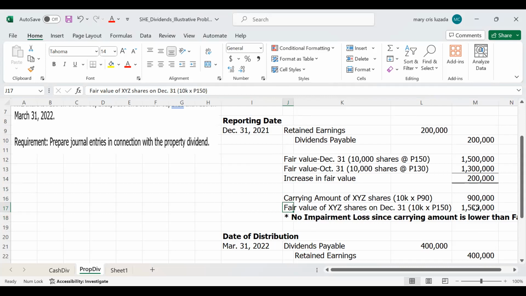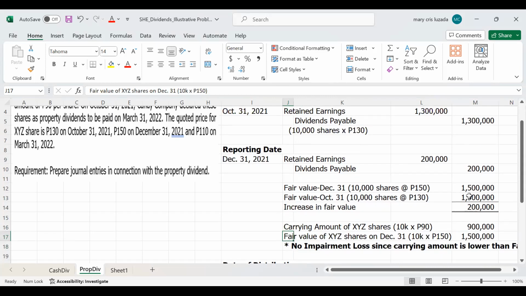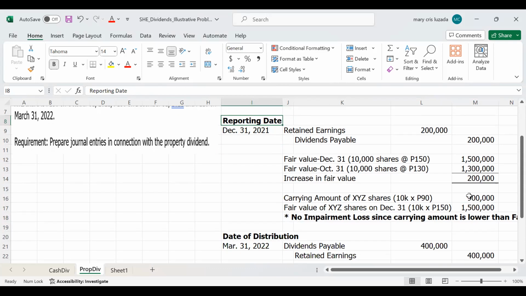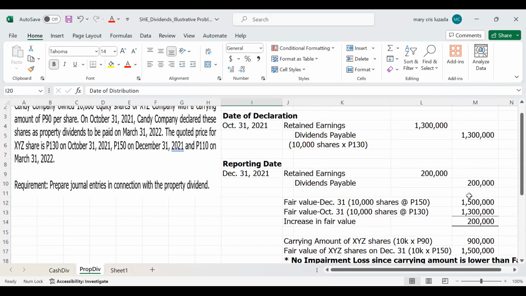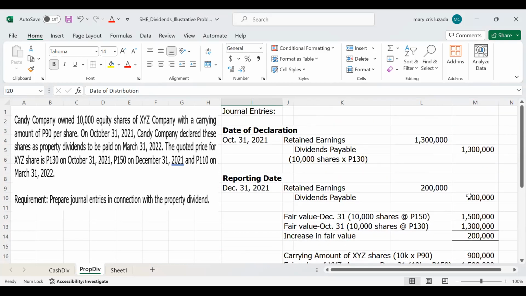So we also will not recognize the 600,000 as a gain, a gain on the increase in value of our non-cash assets. Okay? So those are the things we should do on the reporting date. So, let's proceed to the date of distribution, or our settlement date. Our settlement is on March 31.